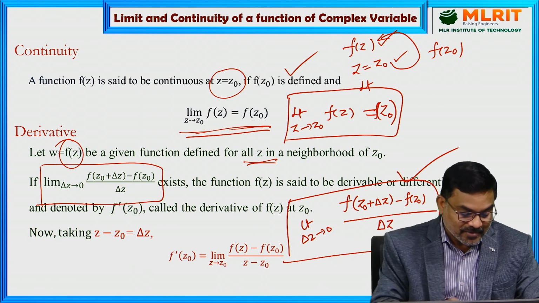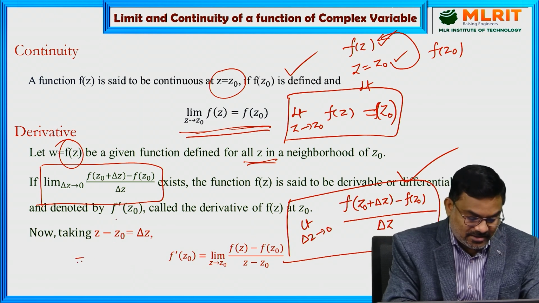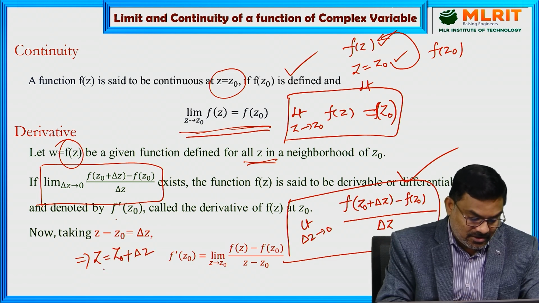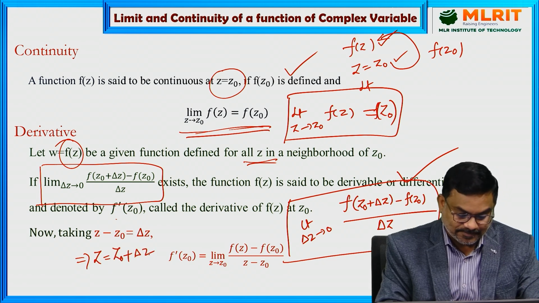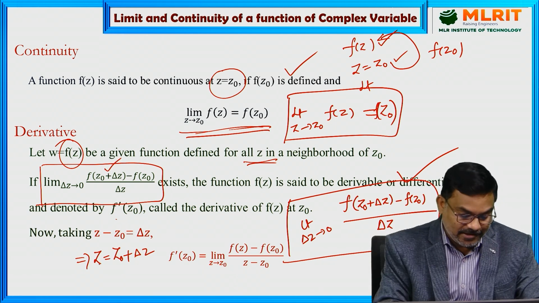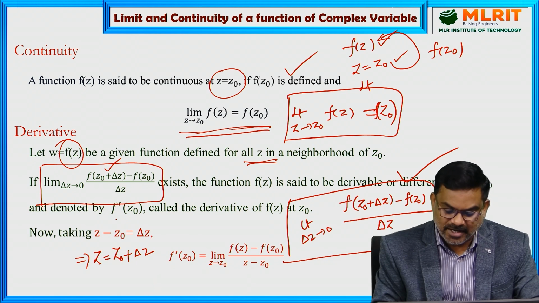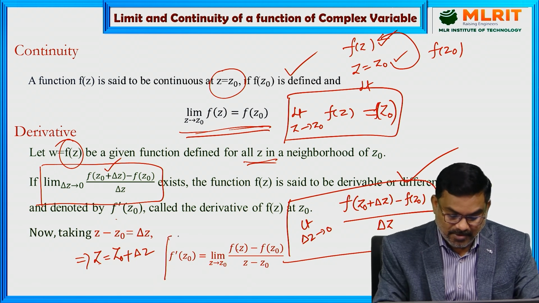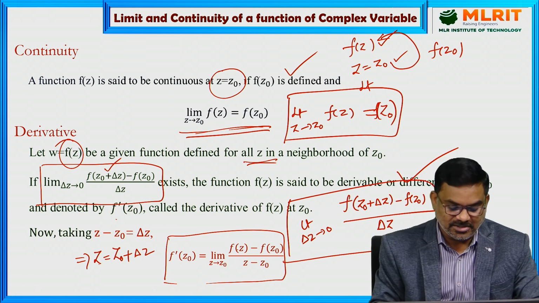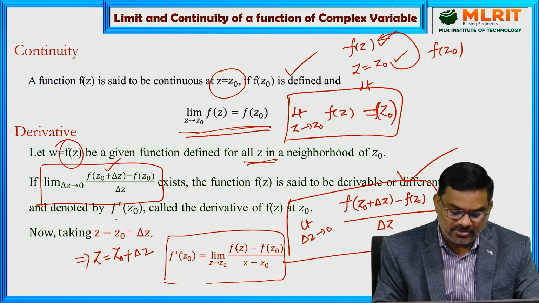And simply, if you substitute z minus z0 as delta z, then what is the value of z? z0 plus delta z. So, z equal to z0 plus delta z. Then we can replace this z0 plus delta z by z. So, f dash z0 is equal to limit of f of z minus f of z0 by z minus z0. This gives the derivative of the function. So, this f dash z0 is the derivative of the function at z equal to z0.